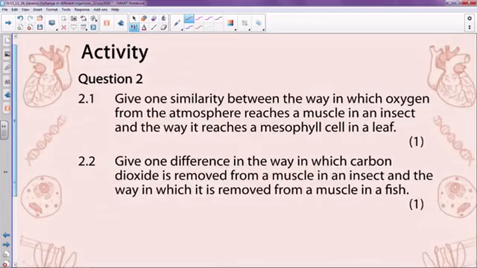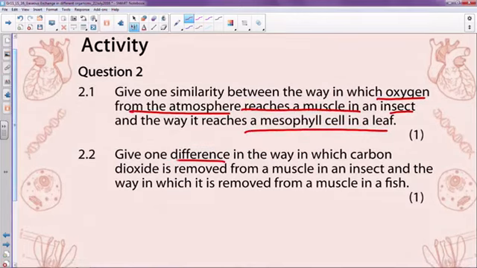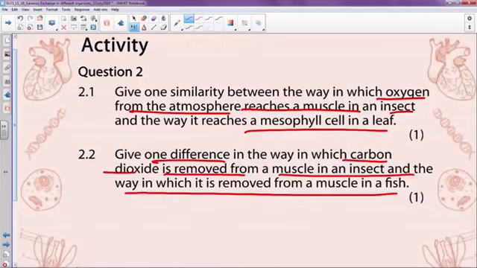Question 2.1. Give one similarity between the way in which oxygen from the atmosphere reaches a muscle in an insect and the way it reaches a mesophyll cell in a leaf. Question 2.2. Give one difference in the way in which carbon dioxide is removed from a muscle in an insect and the way in which it is removed from a muscle in a fish.